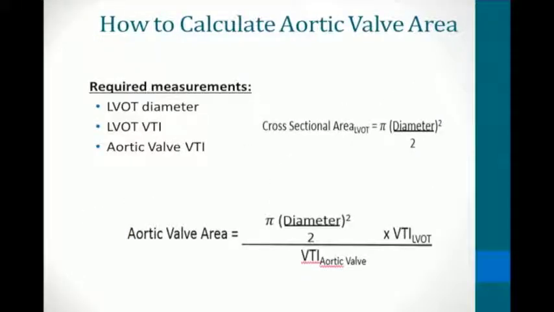This is the continuity equation to calculate the aortic valve area. Only 3 measurements are needed: the LVOT diameter, the LVOT VTI, and the aortic valve VTI. The cross-sectional area is calculated by pi radius squared. We get the radius by dividing the diameter by 2. Multiply it by the VTI of the LVOT and divide that by the aortic valve VTI. If it calculates to less than 1.5 centimeters squared, there is AS. If it's less than 1 centimeter squared, then there is severe AS.